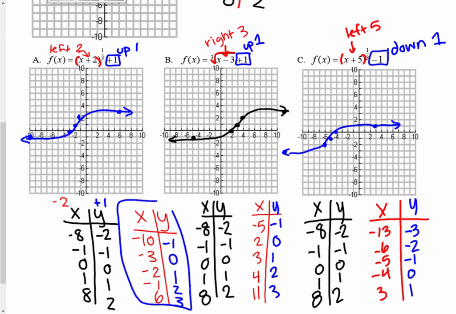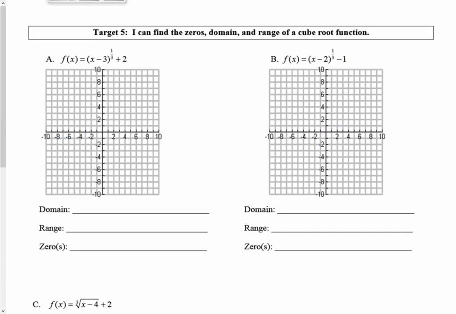For target 5, we will continue to graph them, so I'm going to continue to do the same thing. The only thing we're adding here is the domain and range of the graph, and then the zeros. Remember, our zeros are our x-intercept. So we're looking for what our x-intercept is on the graph.